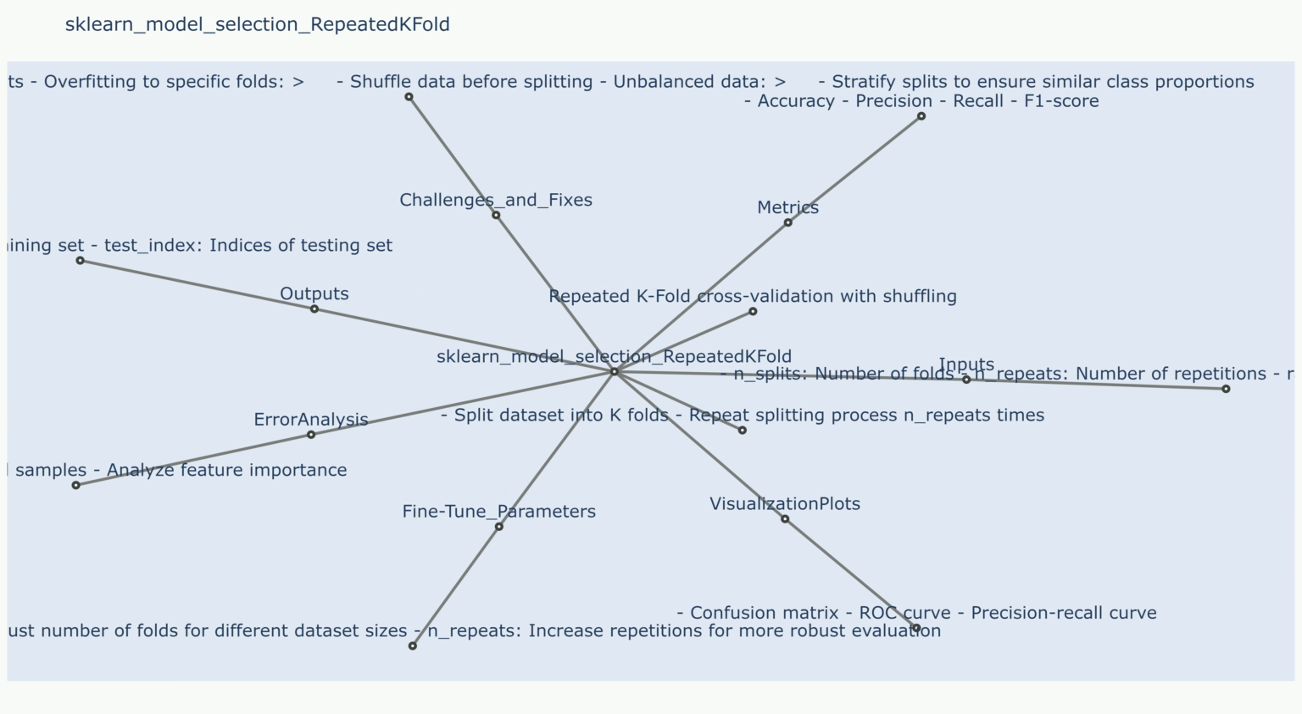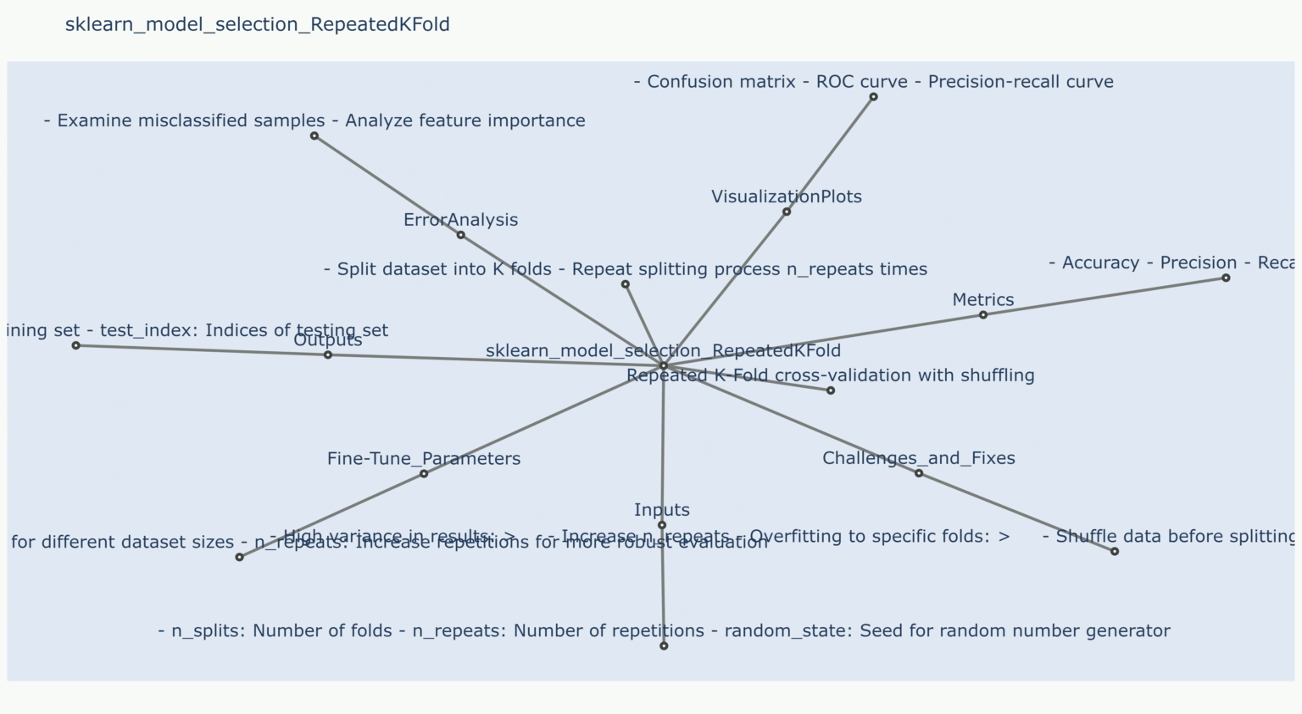The result is that each data point is used for validation exactly once in each repetition, and for training K-1 times. This helps to reduce the variance of the performance estimate, especially when the data is small.